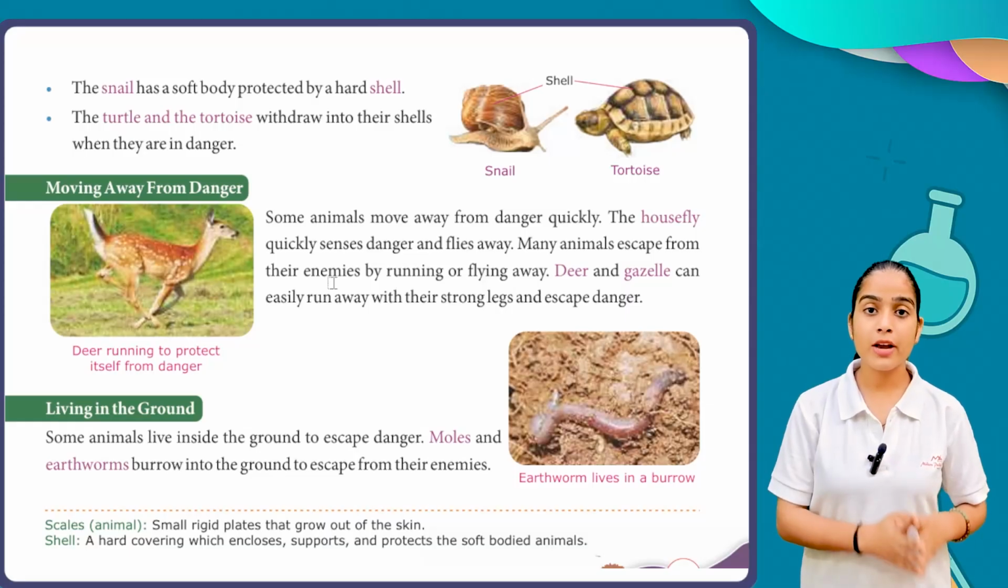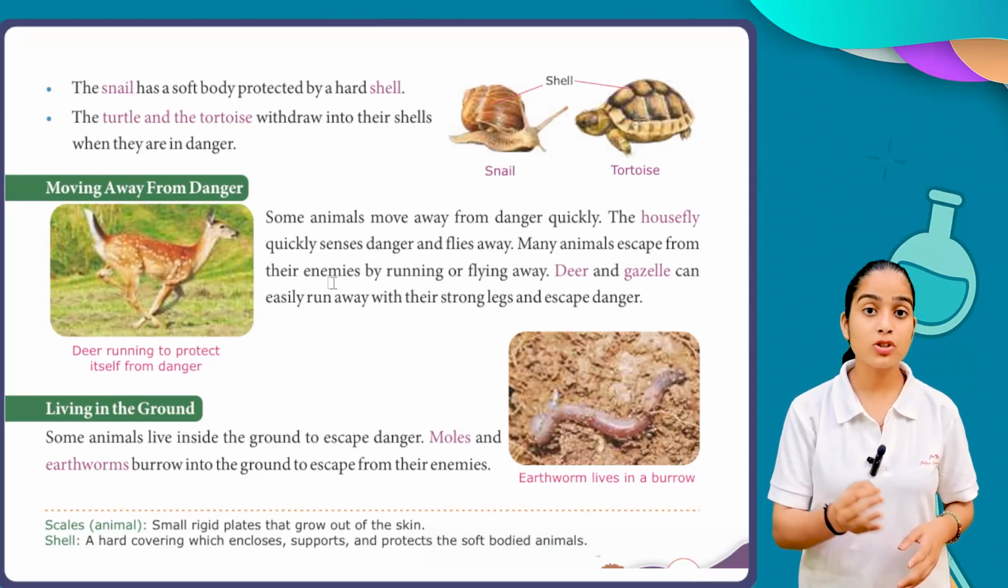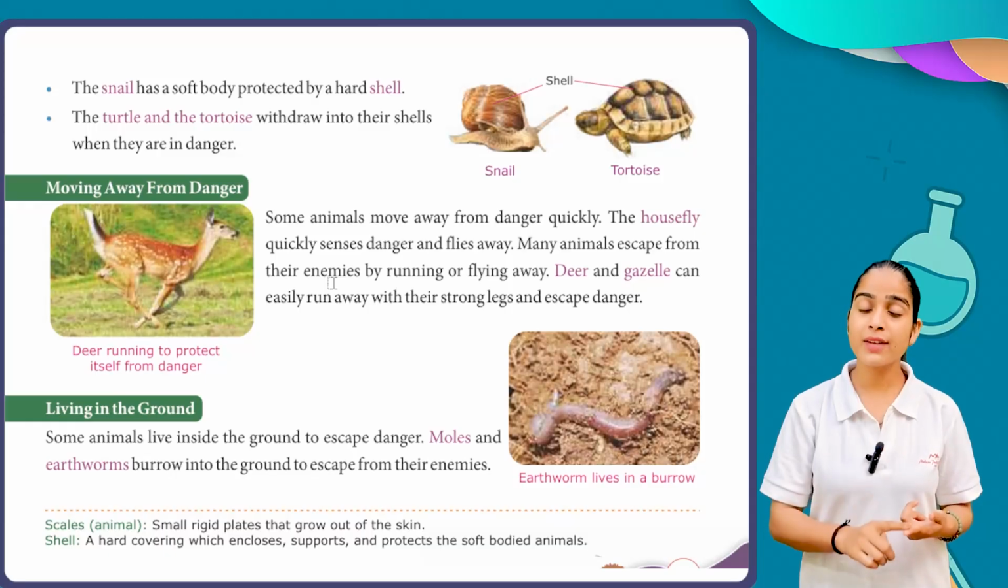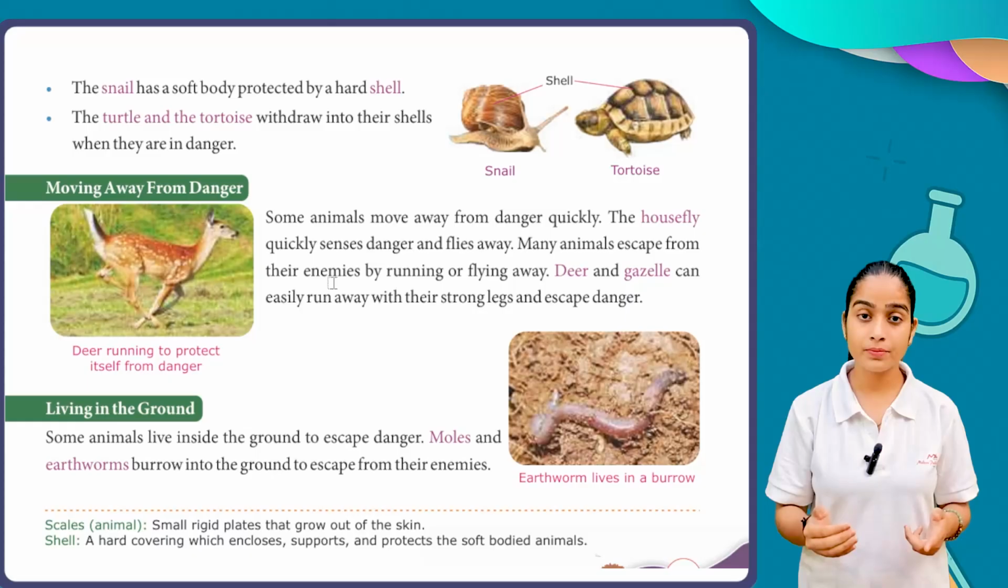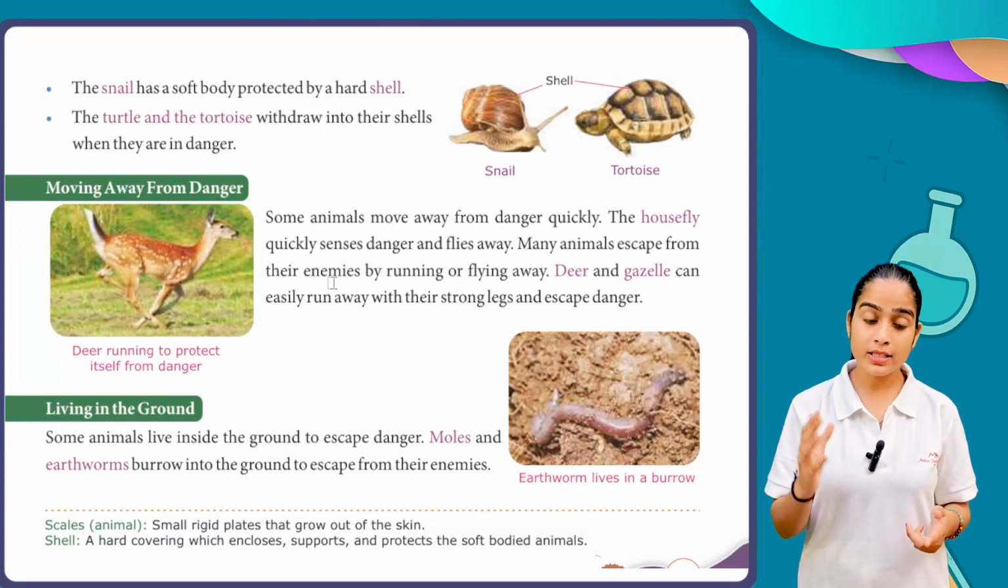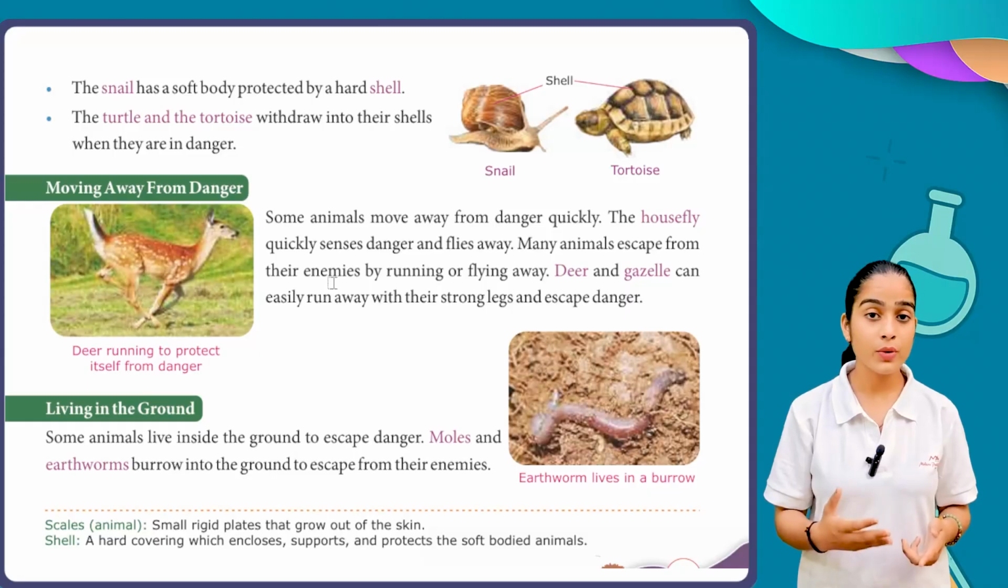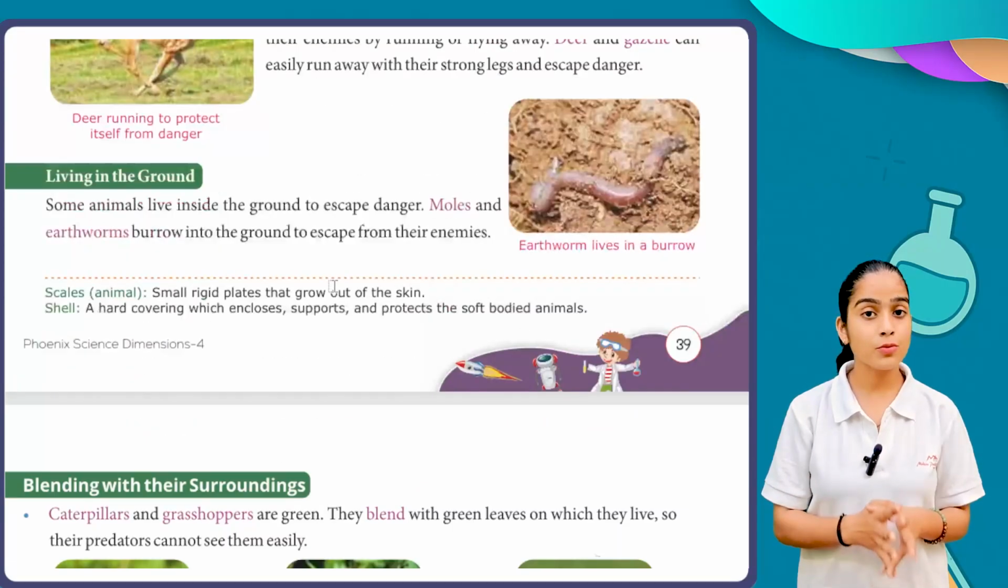So each and every animal has its protection adaptation. The fly can sense danger quickly and fly away, and the deer can run very quickly. So these are the features they have to protect themselves.